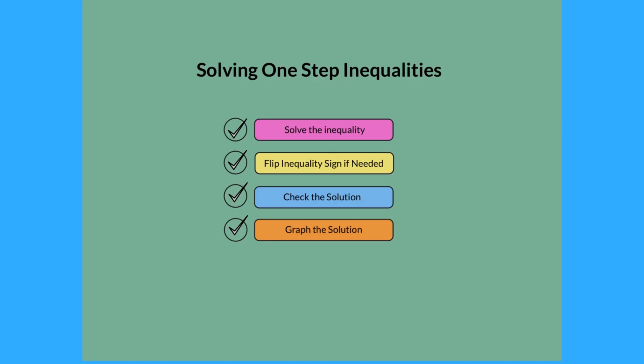When we start to solve one-step inequalities, we want to generally follow these steps. We want to solve the inequality, making sure we flip the inequality sign if needed, and we'll talk about what that means. If we have time, it's always a good idea to check the solution. And then last, because it's an inequality and there's not a single number answer, we want to make sure we graph our answer on a number line.